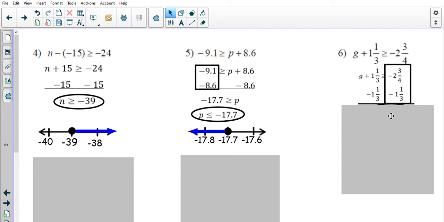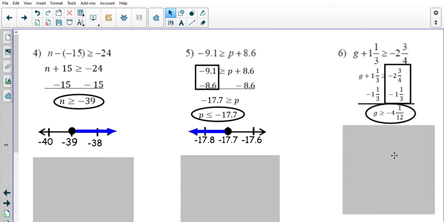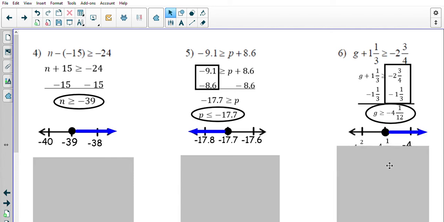So negative 2 3/4 minus 1 1/3 is going to get us negative 4 1/12. So G is greater than or equal to negative 4 1/12. Let's see how I graphed this. So I had negative 4 0/12, negative 4 1/12, negative 4 2/12, which is really negative 4 1/6, but I didn't reduce it. And I didn't put 0/12 here, but you could. So that's the easiest way, I think, to graph it.